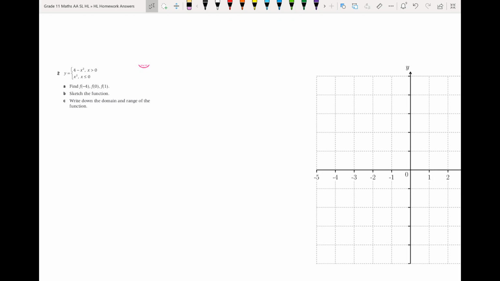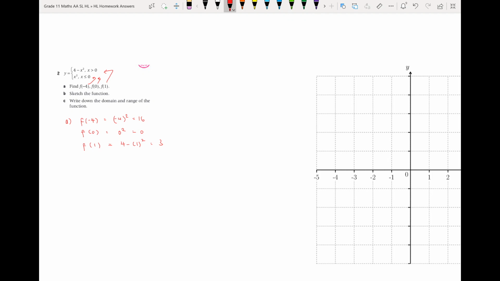All right, question 2. So similar process. F of negative 4 is going to come from the second piece. F of 0 also comes from the second piece. And f of 1 is going to come from the top piece. So if we evaluate, we have f of negative 4 equals minus 4 all squared, which is positive 16. F of 0 will be just 0 squared, which is 0. And f of 1 will be 4 minus 1 squared, which gives us 3.